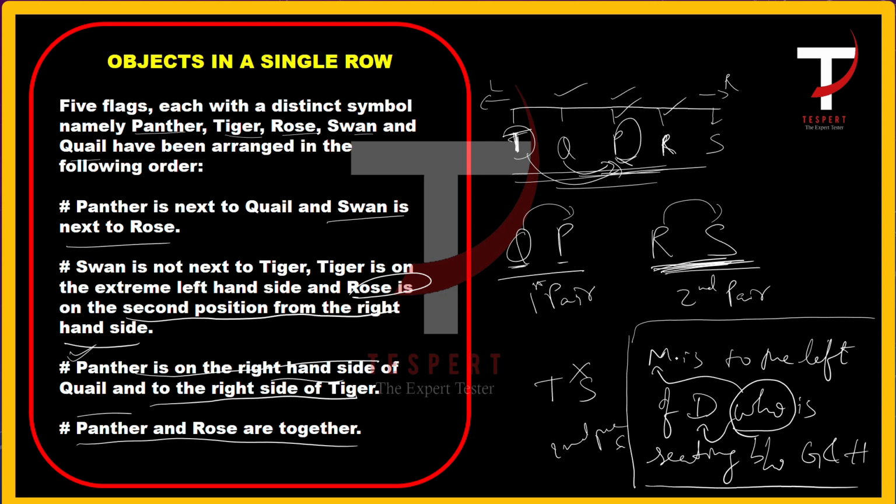So M is the first person, right? So D is the second person. So who refers to D in this case? In the previous slide, what happened? "And" referred to the first person, but here who refers to the second person. In any LR set, in any arrangement set, if you observe "who" at any time, who refers to the second person, and "and" refers to the first person.